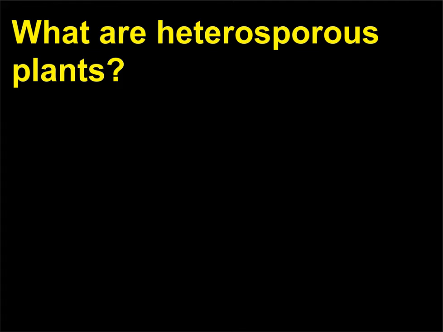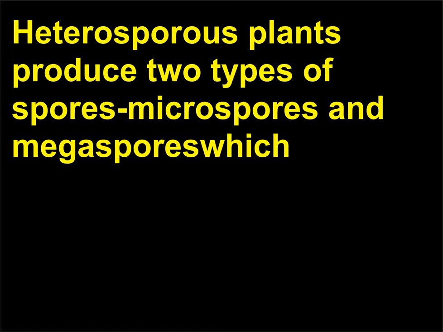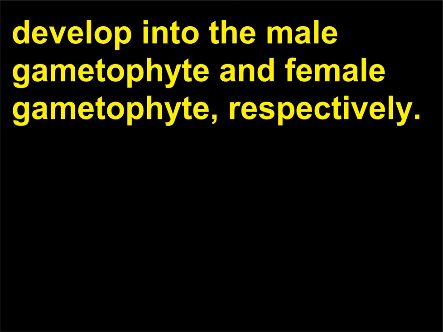What are heterosporous plants? Heterosporous plants produce two types of spores, microspores and megaspores, which develop into the male gametophyte and female gametophyte, respectively.